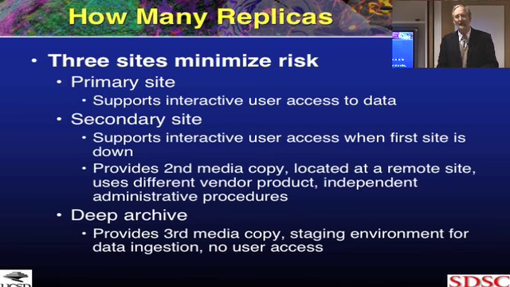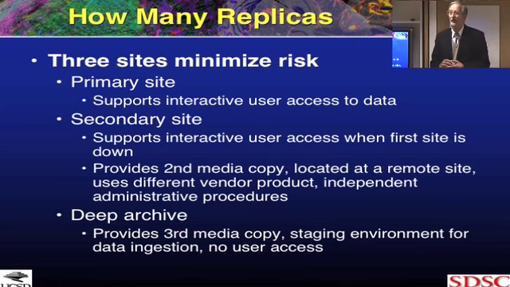So we would like 3 copies. The first copy supports the interactive access. The second copy is run at a remote site by a different administrative domain using different hardware. So suddenly I've covered 3 of the risks. Because it's a second copy, I've also covered the problem of media corruption. I have 2 copies. If one is bad, I can go to the other one. I need a third copy, which is in a deep archive, which is protected from malicious users.